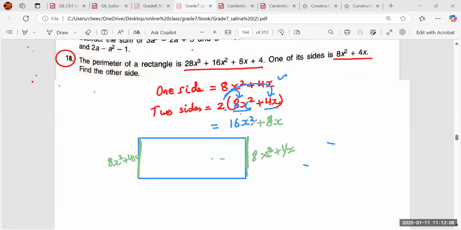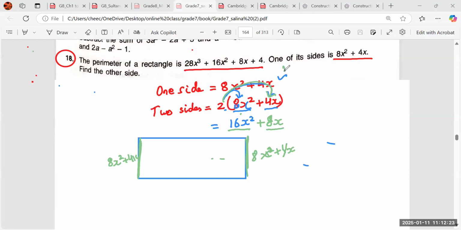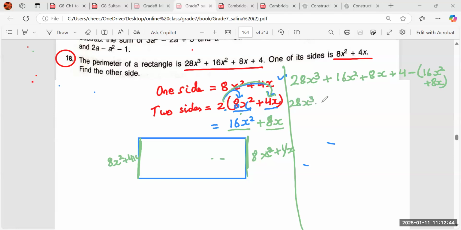So you doubled it. I multiplied 2 with 8 and got 16x square. I multiplied 2 with 4x and got 8x. Got it. So now we have to subtract. Now I will subtract 16x square plus 8x from 28x cube plus 16x square plus 8x plus 4. Now when I open the brackets, my sign will change.